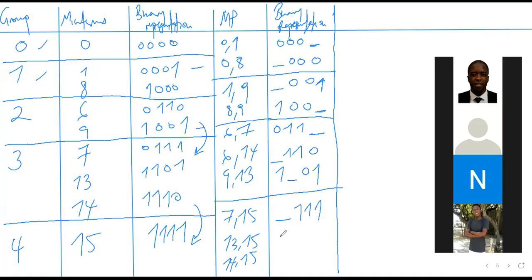Then we have 13 and 15. This is 1, 1, dash, 1. There we have our binary representation.